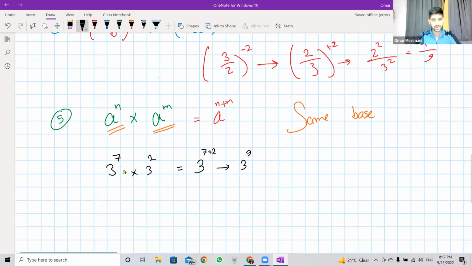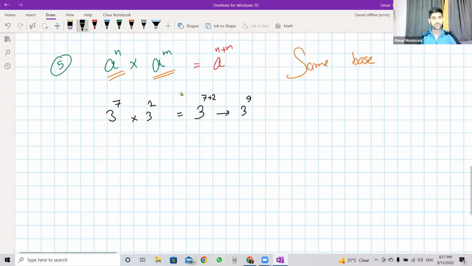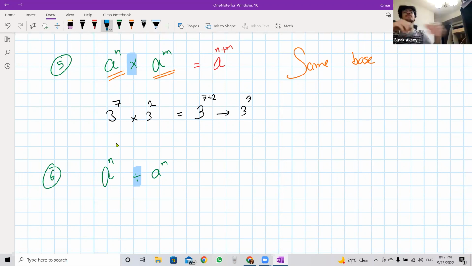Number 6. Now, number 6 is so similar to number 5. The only difference is a power n divided by a power m. You see, in the first one, I have a multiplication. In the second one, I'm going to have a division. Using patterns, what do you think it's going to be? Subtract. Minus the powers. Exactly. Thank you.